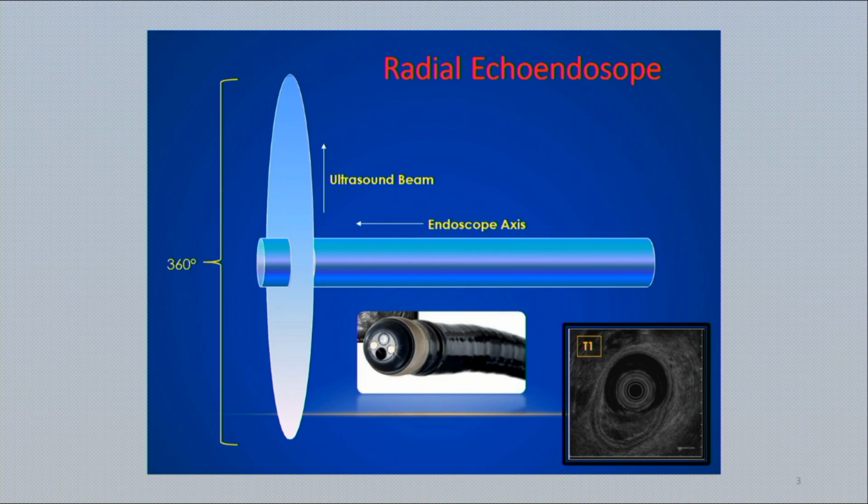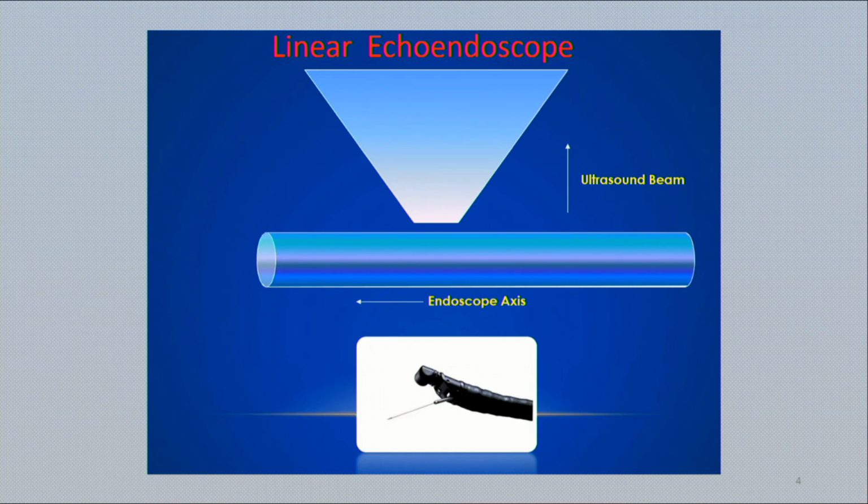There are basically two types of echoendoscopes in EUS: radial echoendoscopy and linear echoendoscopy. In radial, the ultrasound beam is at 90 degrees to the endoscope axis. It gives us an overall image like a CT scan. But the downside is that you cannot do therapy with it. Next is linear echoendoscopy, where the beam is parallel to the axis of the endoscope, and the advantage is you can do all the therapies with this, using a needle or any instrument coming out from there.